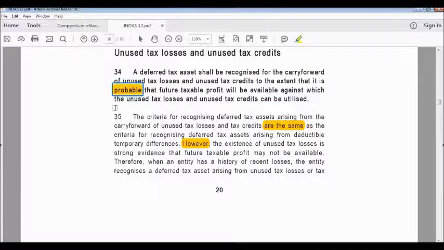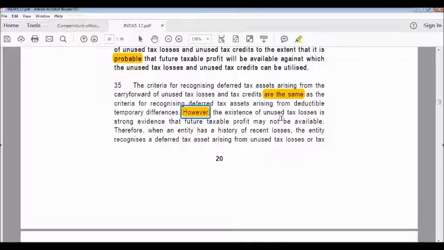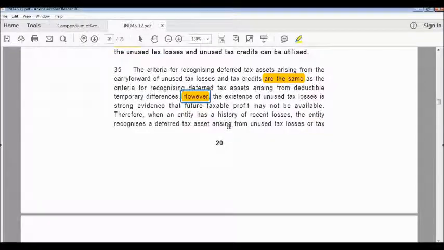And then there is also paragraph number 35 which says the criteria for recognizing deferred tax asset arising from the carry forward of unused tax losses and tax credit are the same as the criteria for recognizing the deferred tax asset arising from the deductible temporary differences. So the criteria for recognizing the deferred tax asset in both cases is the same. However, the existence of unused tax losses is strong evidence that future taxable profit may not be available.